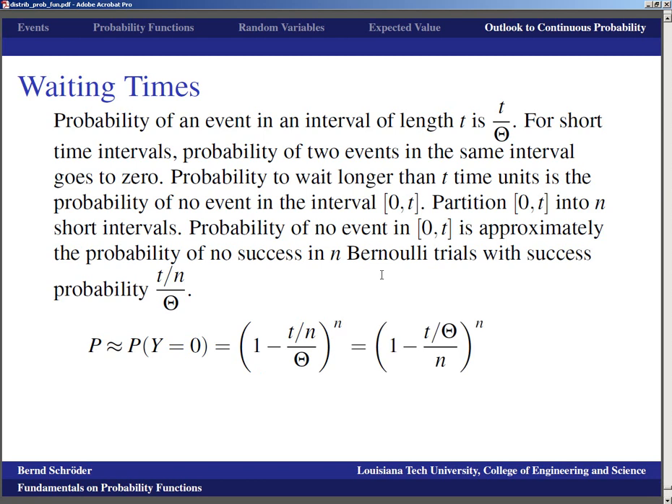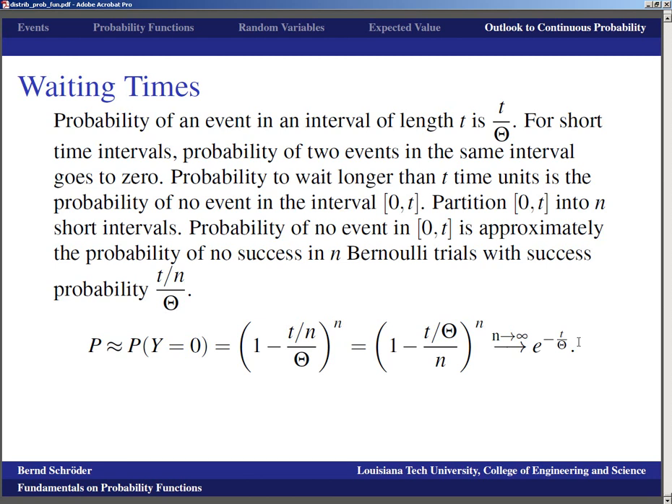And now this is a standard limit that we've also messed with in calculus when we talked about L'Hopital's rule. So this is something that you can work out with L'Hopital's rule if you wish, but the limit as n goes to infinity of, if I put the n on the bottom and the theta up top, I get 1 minus t over theta divided by n quantity raised to the n. That limit, as n goes to infinity, is e to the negative t over theta, and that is always a number that is smaller than 1. So that means that basically, as t goes to infinity, my probability that nothing happens is 0.